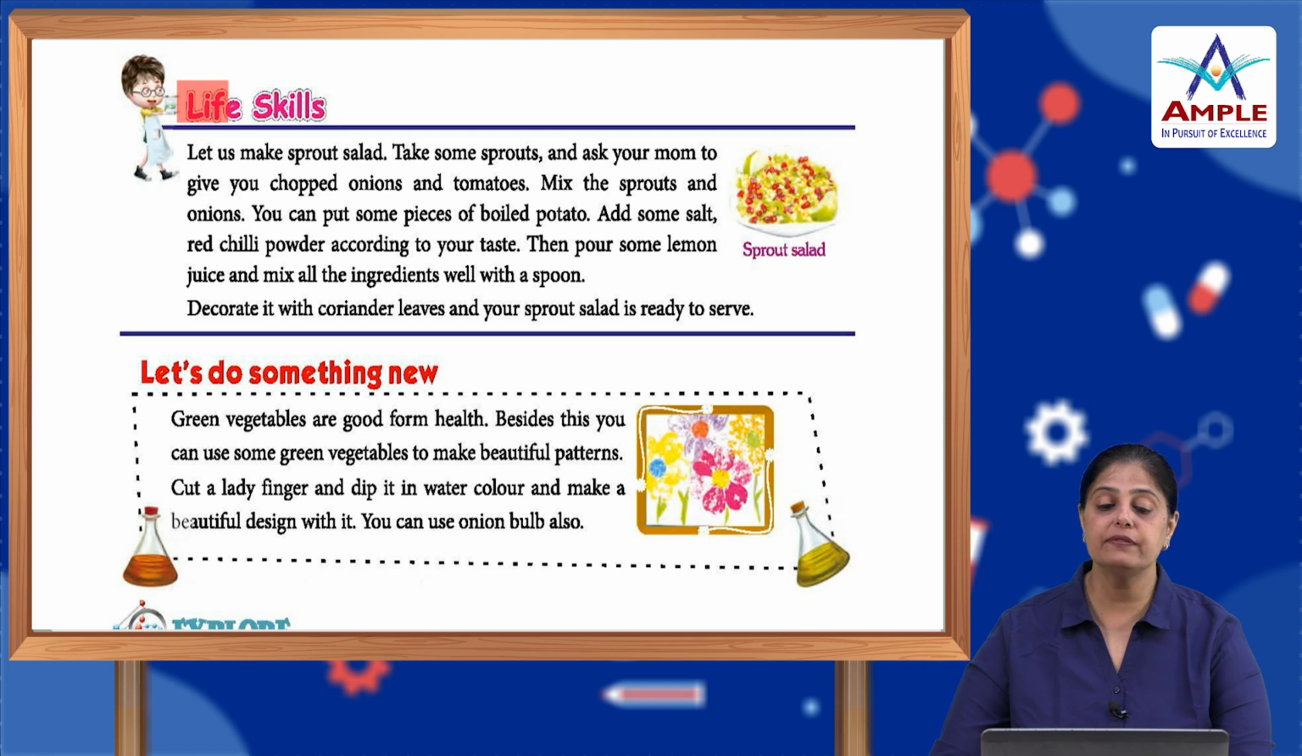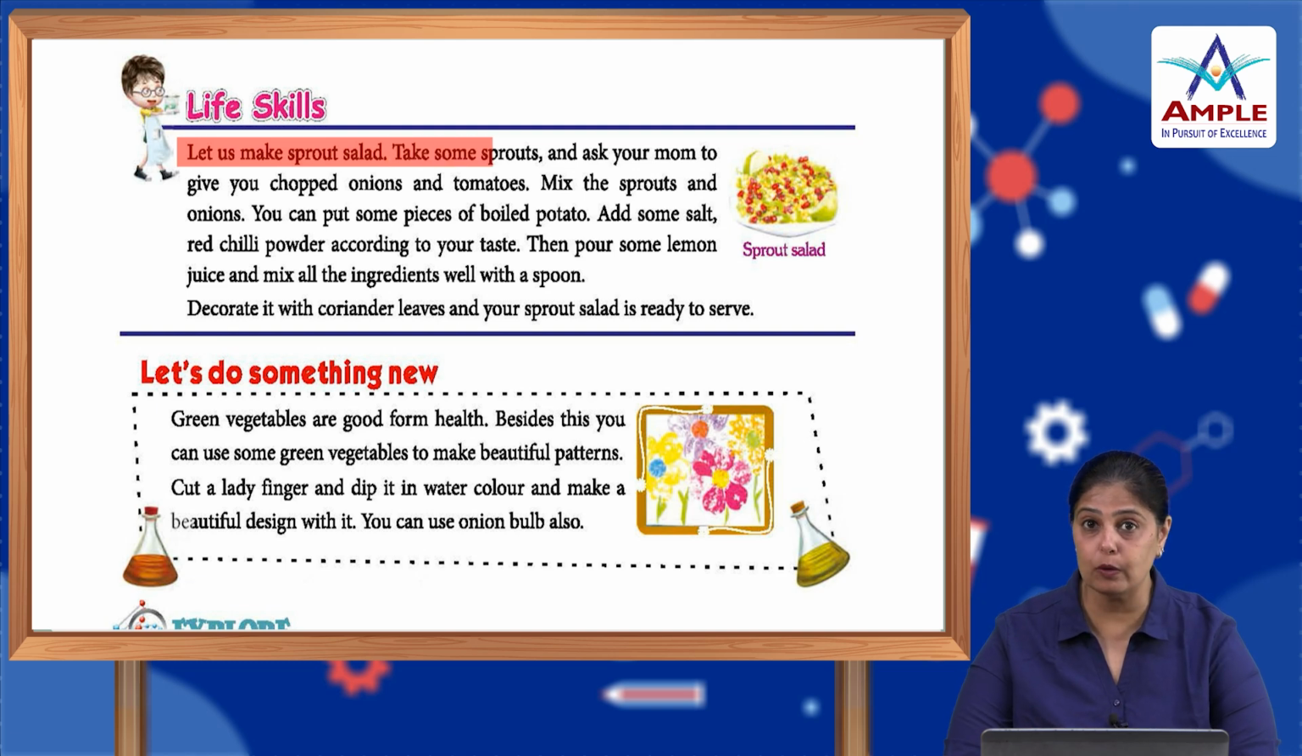Okay. Now, life skills. What you are going to learn here is to make a sprout salad. How do you make it? You have to take some sprouts. Now, what are sprouts? Sprouts are what you get when you soak some seeds overnight and then tie them in a cloth. You will see that a small thing starts coming out of these seeds, and that is known as the sprout. These sprouts are very healthy. For example, the moong or the chana sprouts are very healthy. So using these sprouts, we can make salad.